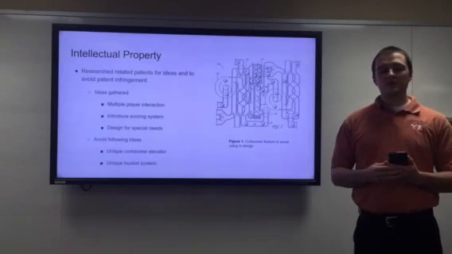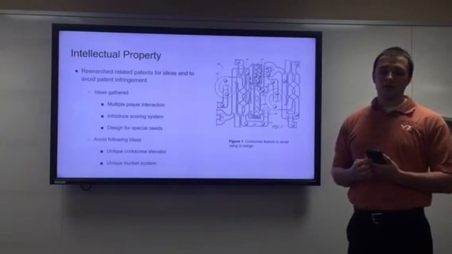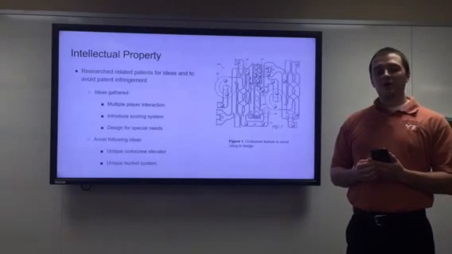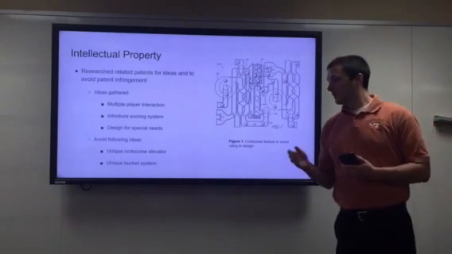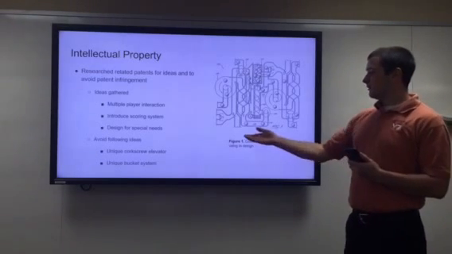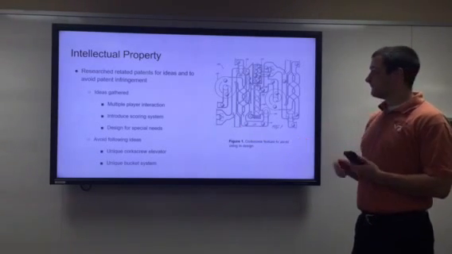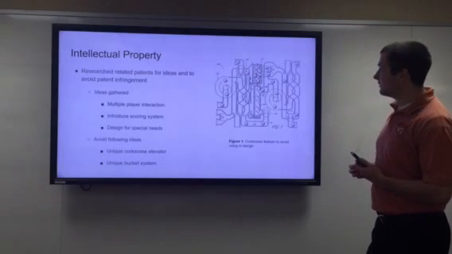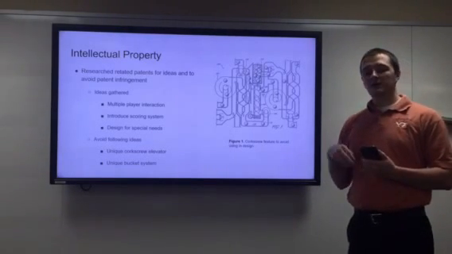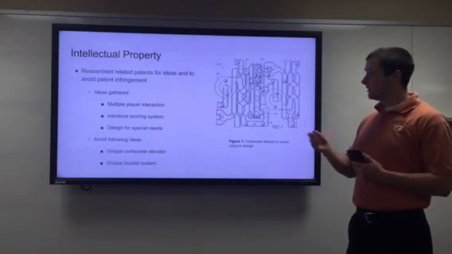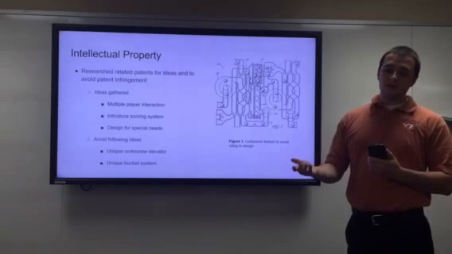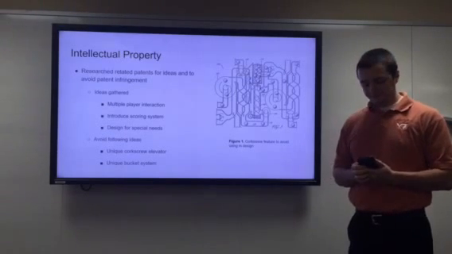Secondly, we considered introducing a scoring system into our product. And finally, we think it might be important to design our product for special needs children. From our patent search, we wanted to avoid 2 main things. One was a corkscrew elevator, shown here. This unique design, I believe that we could run into some issues if we used. Secondly, we wanted to avoid another unique bucket design not featured here that we also should avoid if we want to ensure the legality of our product.